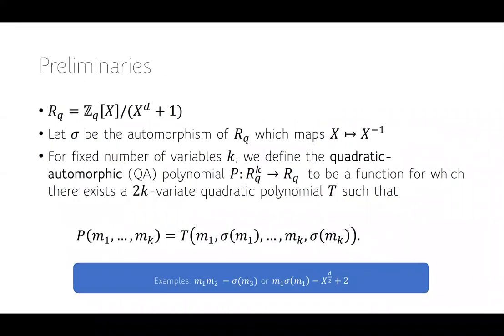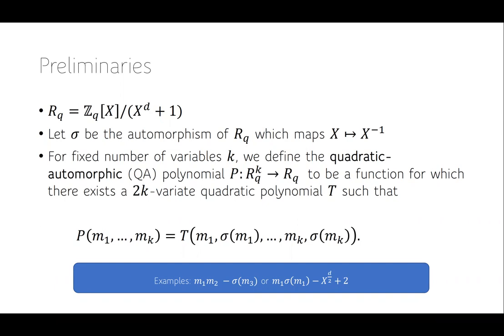Okay, so let's start with some preliminaries. As hinted already in the previous talk, we will focus on these cyclotomic rings. So let R_q be Z_q[X] modulo X^d + 1, where d is a power of two. And then we define the automorphism sigma to be the one which maps X to X inverse. So we have some weird definitions here, and I'll show you in the next few slides why they're interesting, hopefully.